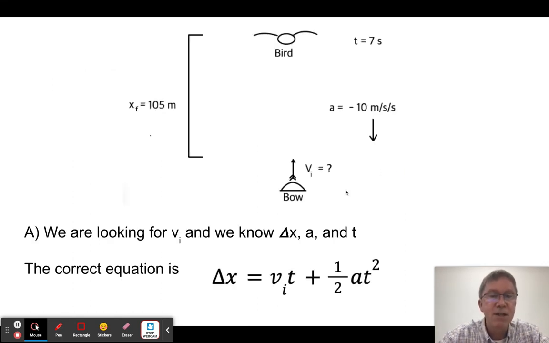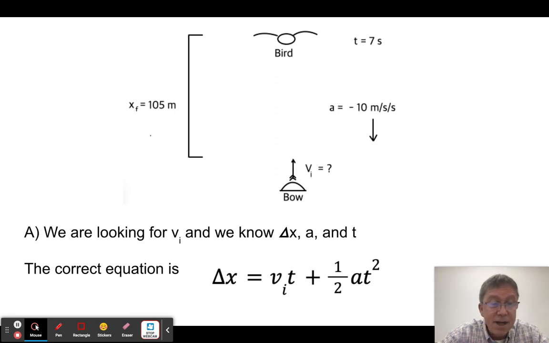Okay, so I make my sketch. Here's my bow. Here's my arrow. And here's the bird up above it, kind of in profile here. From behind, I guess. And I know that the bird was 105 meters above me. I chose to set up as positive and down as negative, so I'm going to make this a positive position. Actually, it is a displacement, so I don't need a final velocity because I got a final position, because the initial one I'm going to call 0. So I could have put this as delta x if I wanted. I know that the time was 7 seconds.